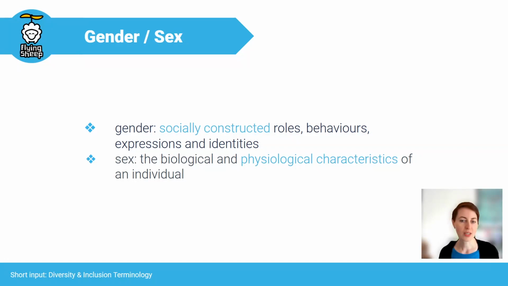Women are not inherently good or better at household keeping or at raising children because they have, for example, ovaries. In German, we call gender soziales Geschlecht, or social gender, if you will, which highlights the social dimension of this concept. As opposed to that, we have sex, which refers to the biological and physiological characteristics of an individual. So, for example, reproductive organs, chromosomes, hormones, and more.